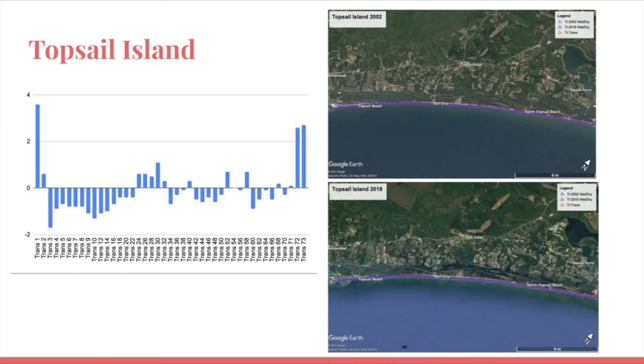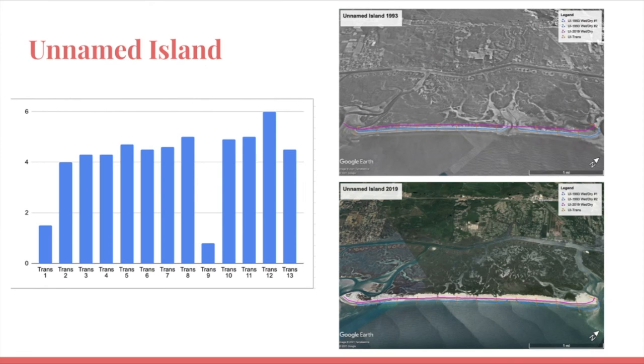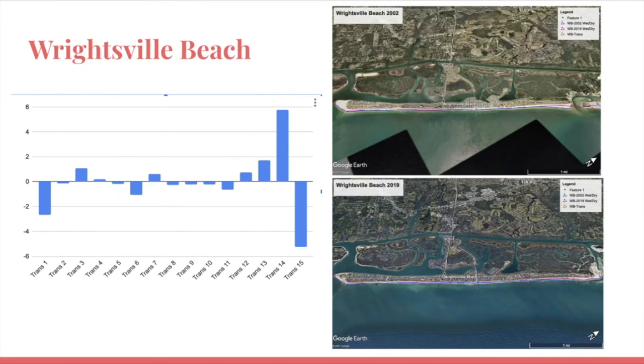Topsail Island shows images from 2002 to 2019. Although there is fluctuation, most of the island has experienced an increase in land. Unnamed Island shows images from 1993 to 2019, and it has shown an increase in coastal erosion. And Wrightsville Beach shows images from 2002 to 2019 and has shown fluctuation in erosion rates throughout the shoreline.